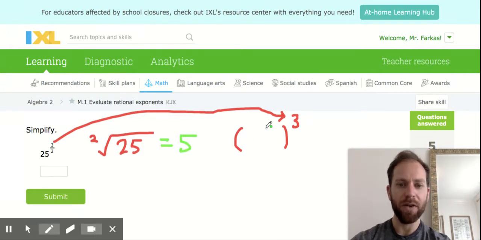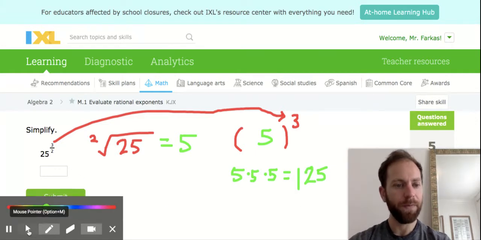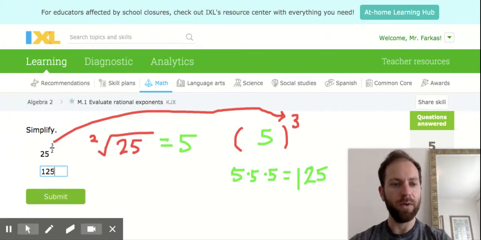So then we take our 5 and we put it in here. And what's 5 to the 3rd power? 5 times 5 is 25. Times 5 again, 25 times 5, well, think of it like 5 quarters. If I have 5 quarters, I have $1.25. But here we're not using decimals, we're just using a normal 25. So we have 125. That's 25 to the power of 3 over 2, or 3 halves.